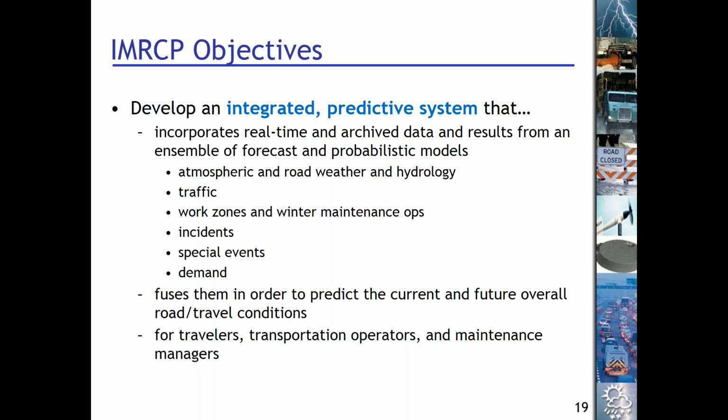Okay, so the objectives of the IMRCP. It was, like I said before, to develop an integrated predictive system that incorporates real-time and archived data and the results from an ensemble of forecast and probabilistic models, taking into account things such as atmospheric and road weather information and outputs of models, taking information on hydrology, traffic, work zones, and winter maintenance operations, incidents, special events, traffic demand models, outputs, and take all of this and fuse them in order to predict the current and future overall road travel conditions. And it was meant for travelers, transportation operators, and maintenance managers. Next.